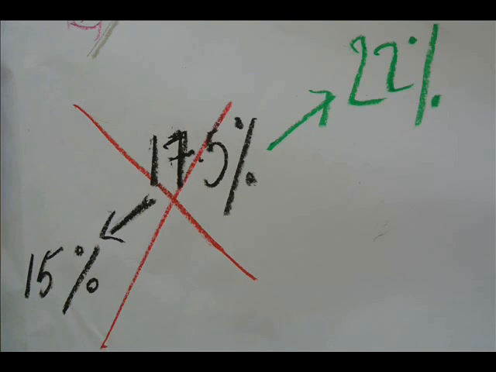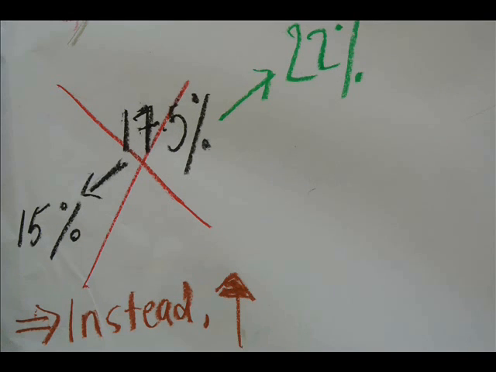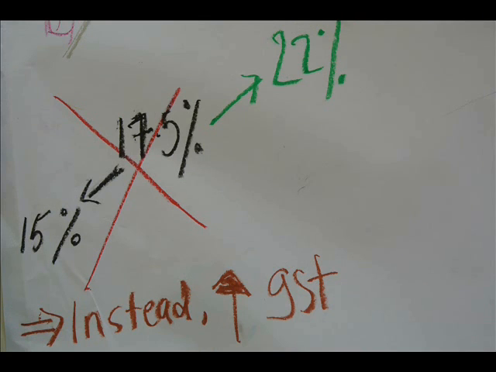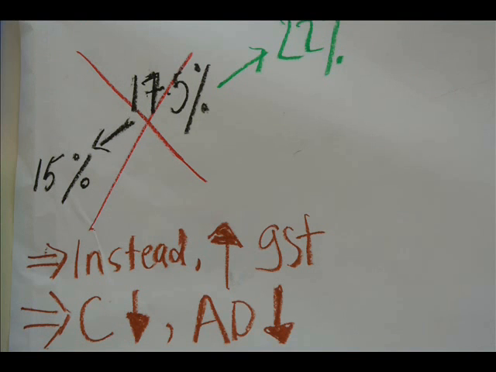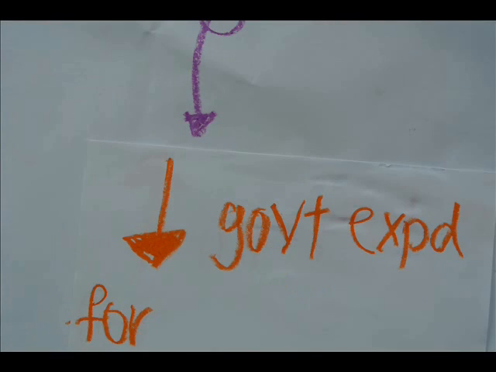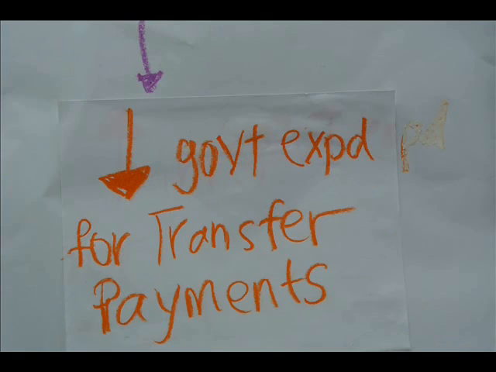However, when faced with inflation, UK government should increase the GST. This discourages spending. Households have lesser purchasing power, so consumption decreases. AD decreases. Secondly, government can reduce transfer payments.